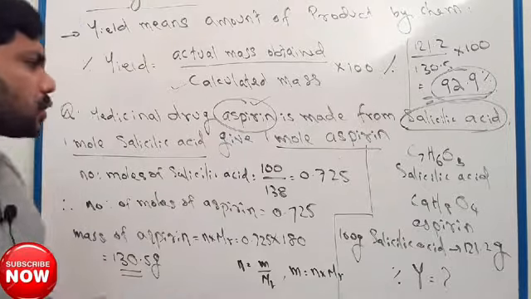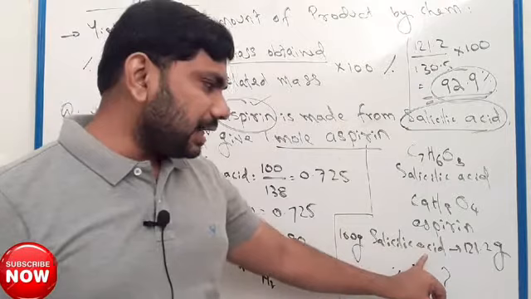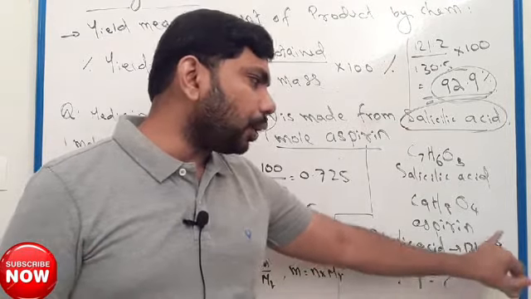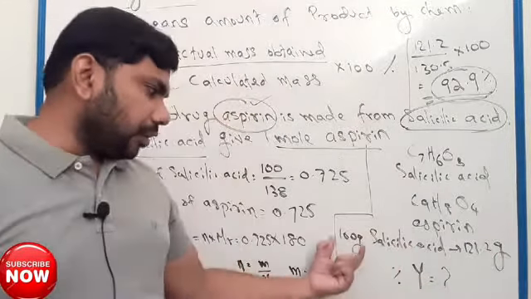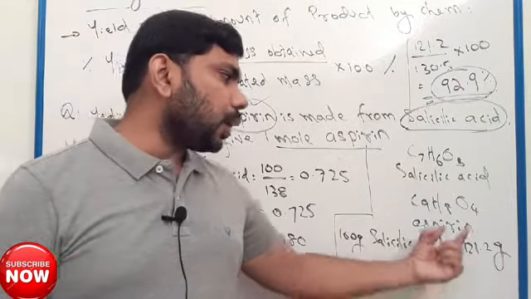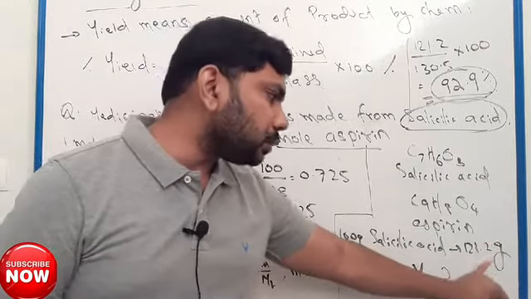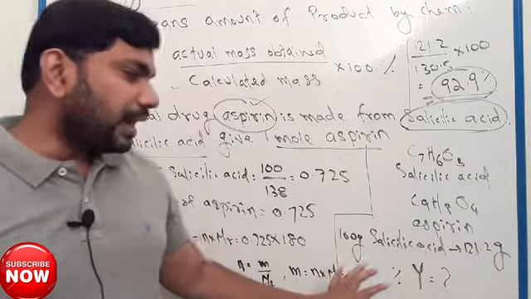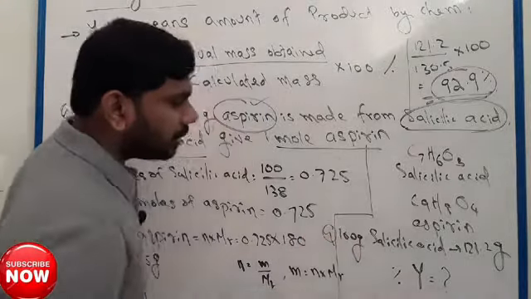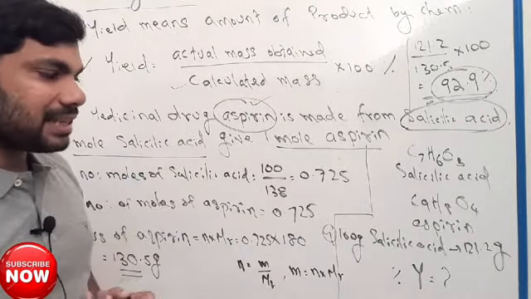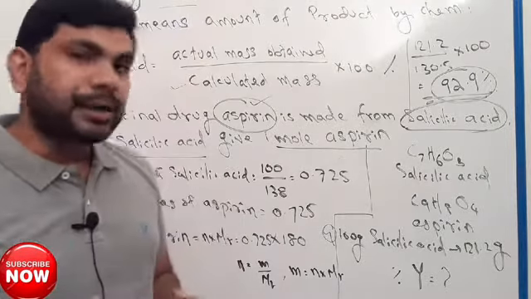Clear? So based on this, see here, 100 gram salicylic acid gives 121.2 gram aspirin. This is the question. 100 gram salicylic acid gives 121.2 gram aspirin. So find percentage yield.